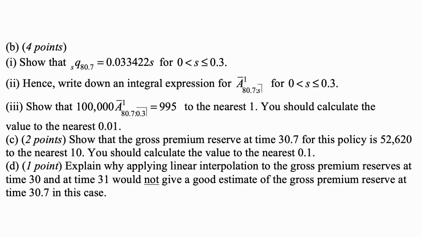Question C. Show that the gross premium reserve at time 30.7 for this policy is 52,620 to the nearest 10. You should calculate the value to the nearest 0.1. D. Explain why applying linear interpolation to the gross premium reserves at time 30 and time 31 would not give a good estimate of the gross premium reserve at time 30.7 in this case.